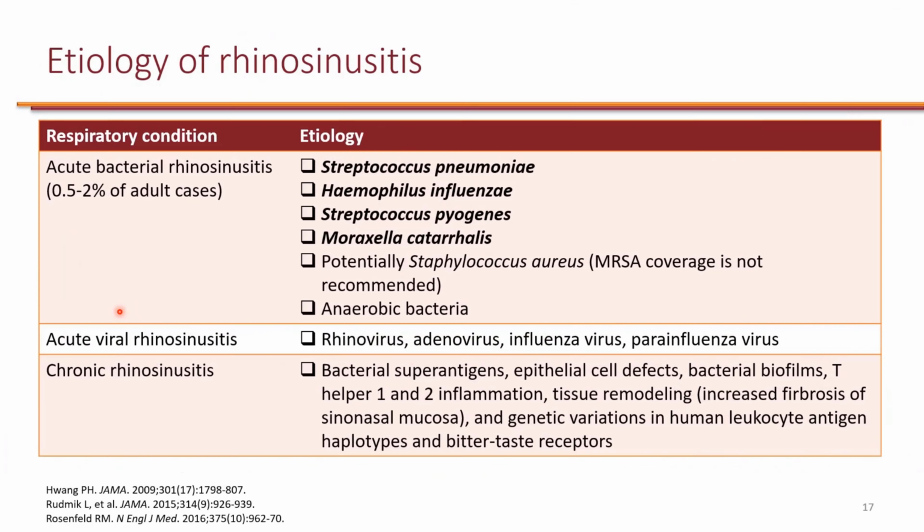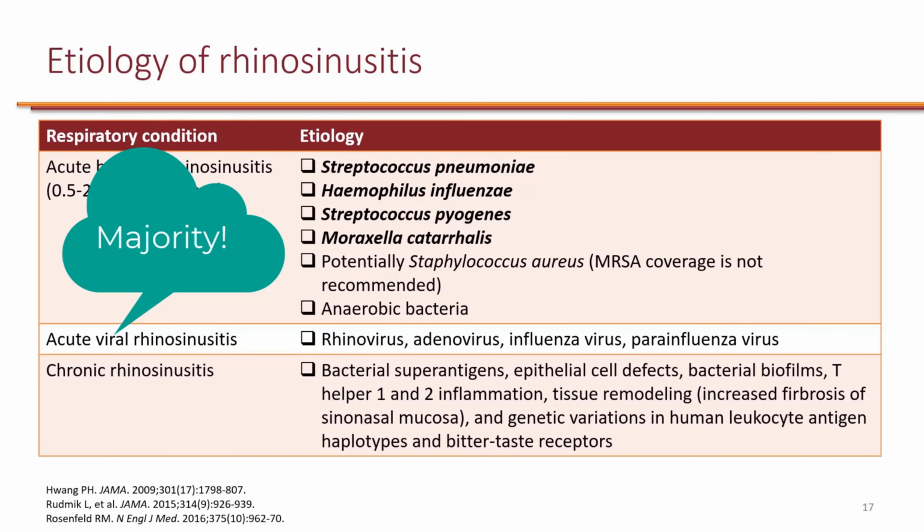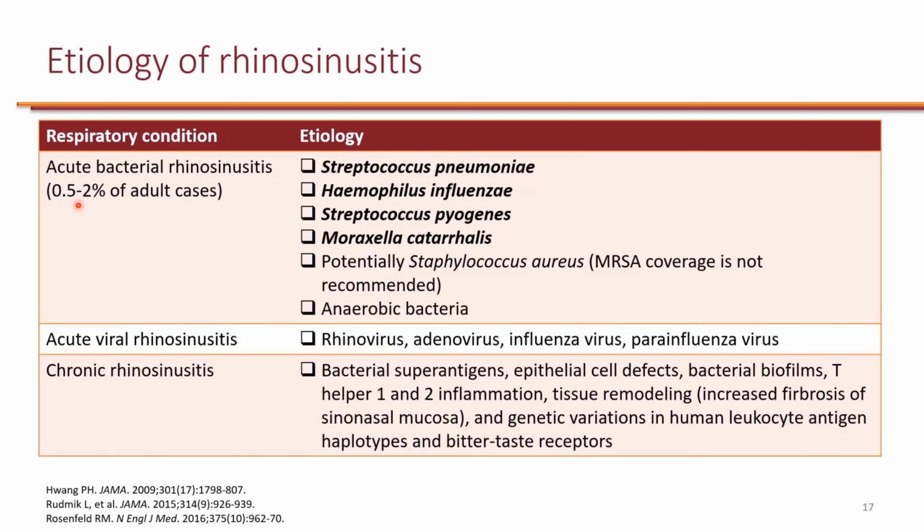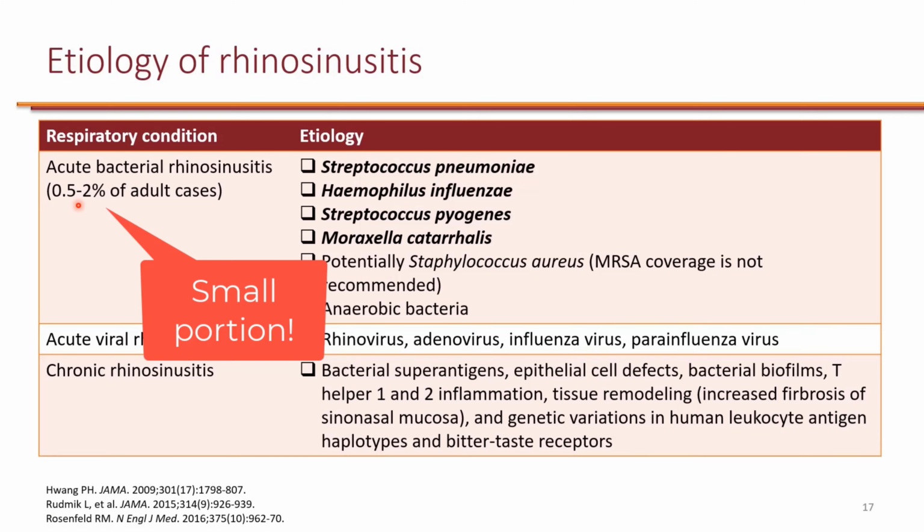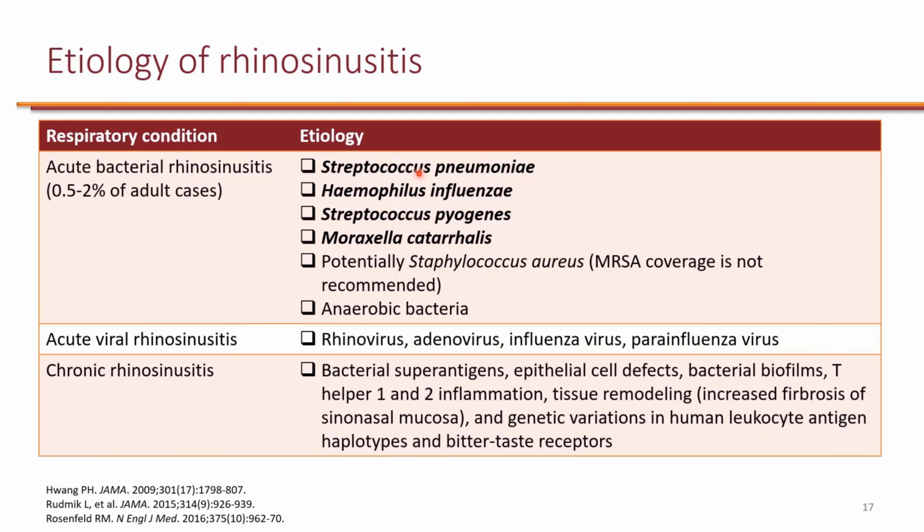Now, the majority of cases of rhinosinusitis are due to viral causes. So acute viral rhinosinusitis is due to various viruses, which we typically don't treat, with the exception of influenza for most patients. Now, a small portion of these, about 2% of adult cases, are bacterial rhinosinusitis, and these are due to respiratory bacteria, so respiratory pathogens. The top of the list is Streptococcus pneumoniae. There's also Haemophilus influenzae, Streptococcus pyogenes, and Moraxella catarrhalis.